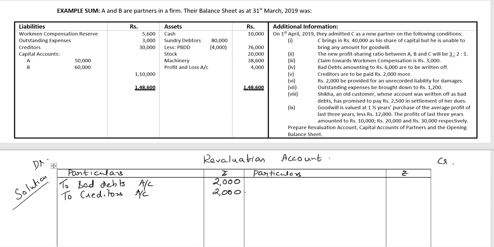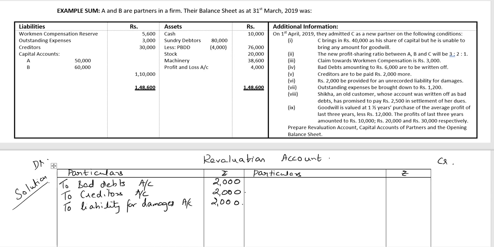The sixth point, rupees 2,000 be provided for unrecorded liability for damages. We need to provide for an unrecorded liability. So to liability for damages account 2,000 rupees.